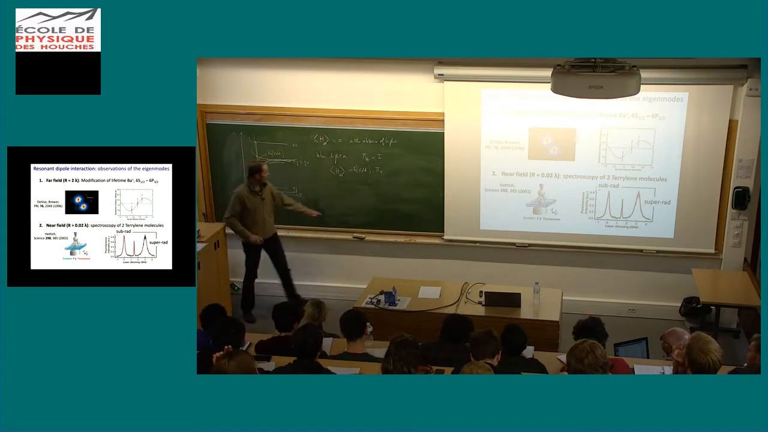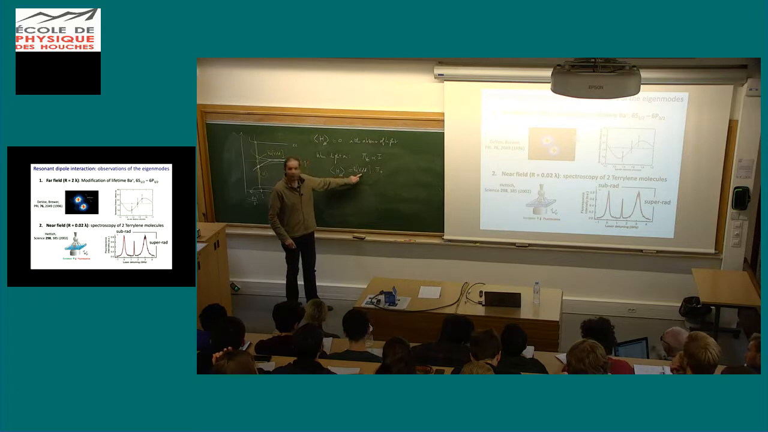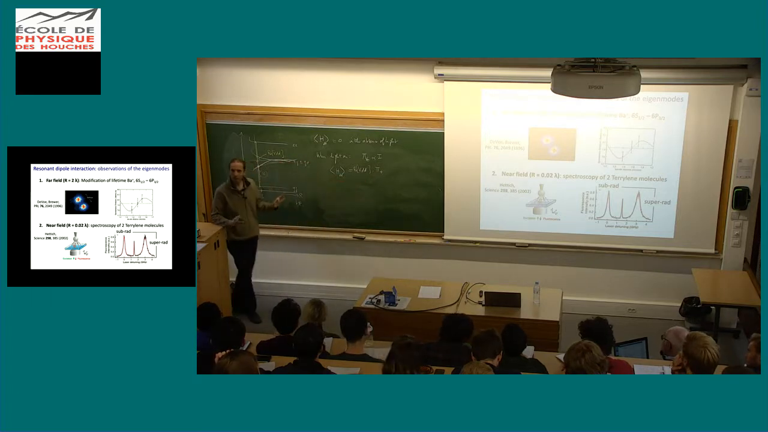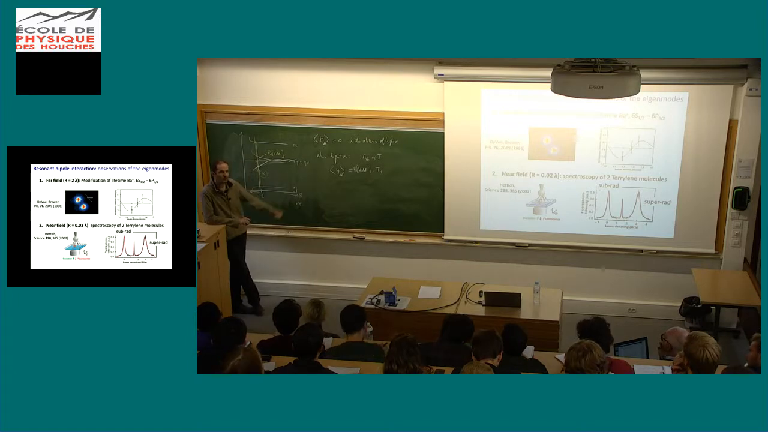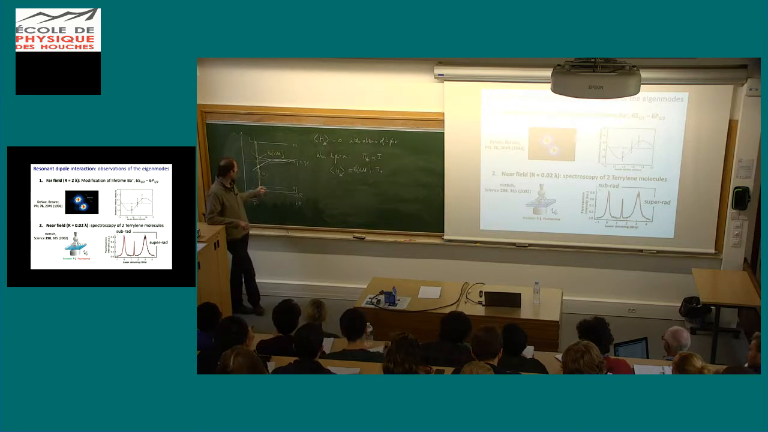So where is the light? It's here. But the VDD doesn't need the light. It's just mediated by the vacuum. So that's where you have to be very careful. So when we talk about light-induced interaction, we always lie. Okay? The interaction is present even without the light. But you do reveal it by doing the spectroscopy or by exciting this state.